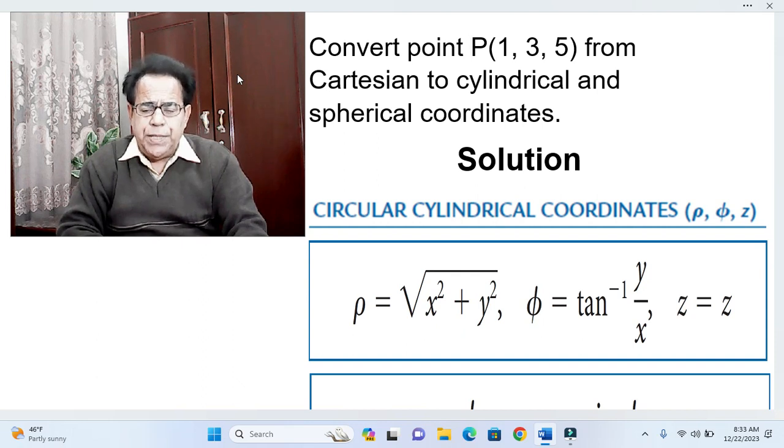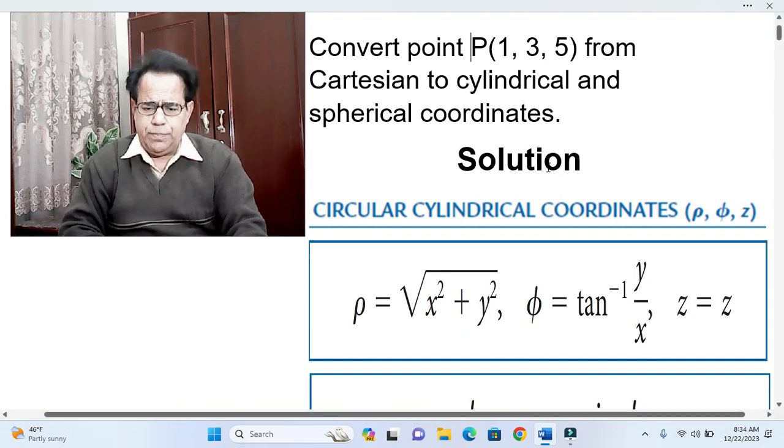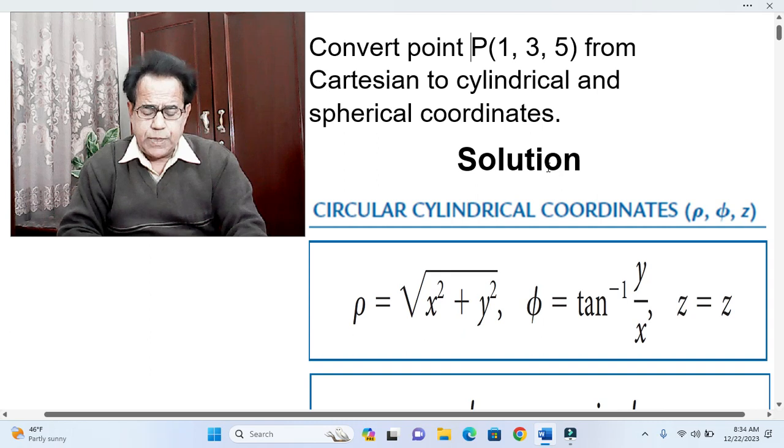Convert point P having coordinates 1, 3, 5 from Cartesian to cylindrical and spherical coordinates. Okay, this Cartesian or rectangular point has to be converted into a point having cylindrical and spherical coordinates. This is a comprehensive problem, which is why I have split it into three separate problems.